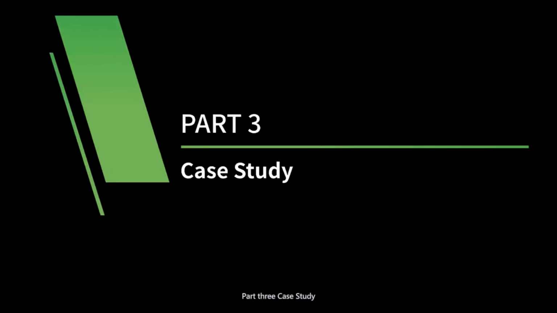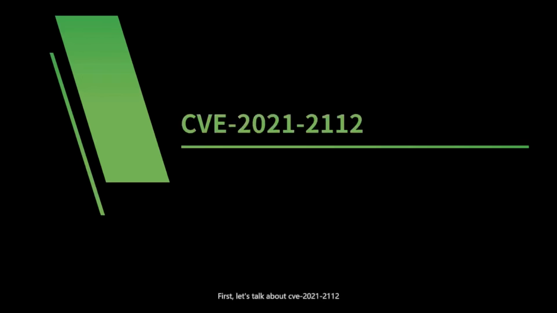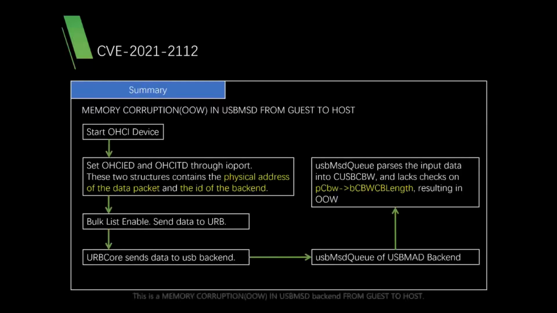Part 3. Case Study. First, let's talk about CVE-2021-2112. This is a memory corruption in the USB MSD backend from guest to host. As shown in the figure, we can start from the OHCI controller device and reference OHCI_ED and OHCI_TD through the I/O port. Then, the TD structure contains the physical address of the data packet and the ID of the backend.